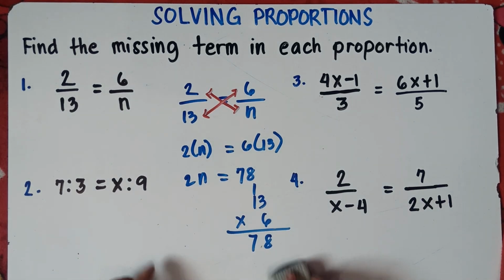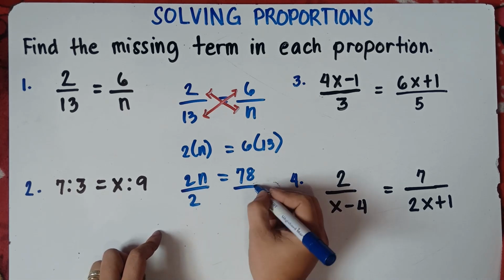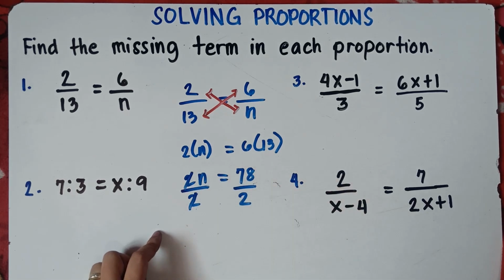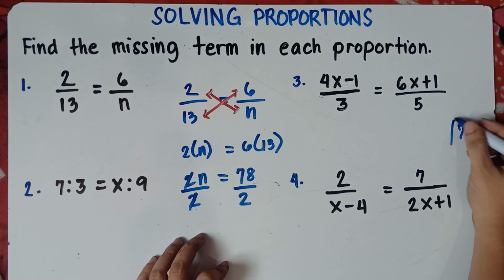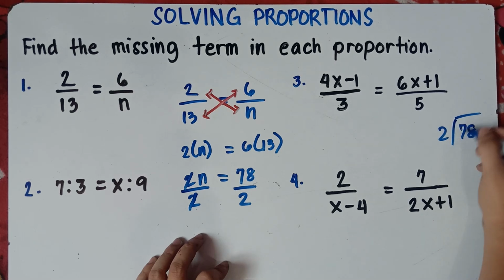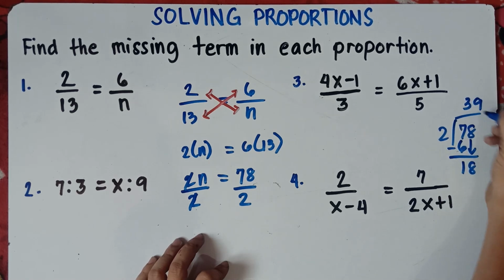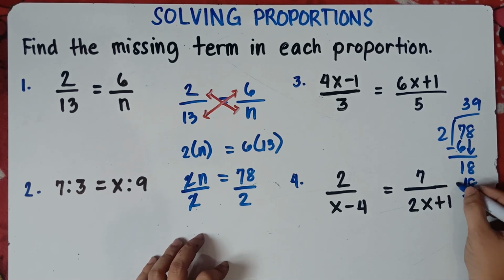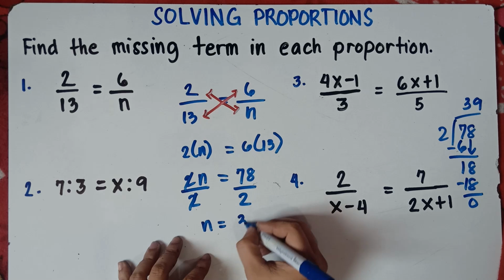And then, to get the value of n, you just divide both sides by 2. So cancel this out. 78 divided by 2. What's the answer, class? 7 divided by 2 is 3. 3 times 2 is 6. Subtract. 7 minus 6 is 1. Bring down 8. 18 divided by 2 is 9. 9 times 2 is 18. Subtract. This is 0. 39. So therefore, n is 39.